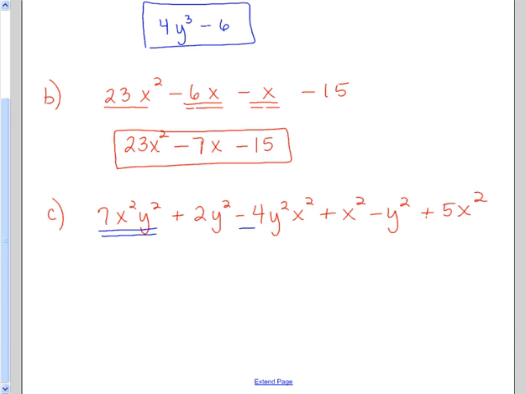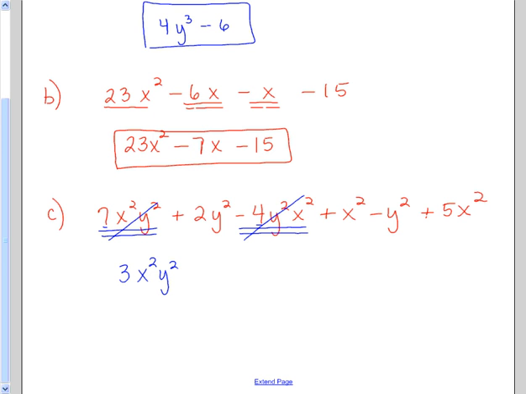Okay, look at -4 y squared x squared. Do those terms have the same variables raised to the same powers? Okay, since they do, they're like terms even though they're not written in the same order. Positive 7, negative 4 would give me a positive 3, x squared, y squared. We would go ahead and just write that as one term. So that takes care of those two.